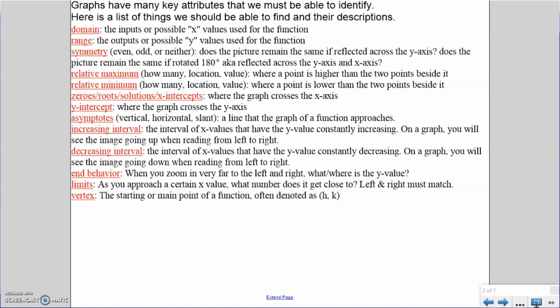We have end behavior. So if you zoom in very, very far to the left and to the right, where is the y value? Usually it's going to go up to positive infinity, or maybe it'll go down to negative infinity, and even sometimes there's an exact value. In limits, end behavior is a specific limit, but we also do random limits where it's approaching a certain number. What does that get close to? We check that the left and right numbers must match. And then the vertex is the starting point or main point of the function, usually labeled h comma k.